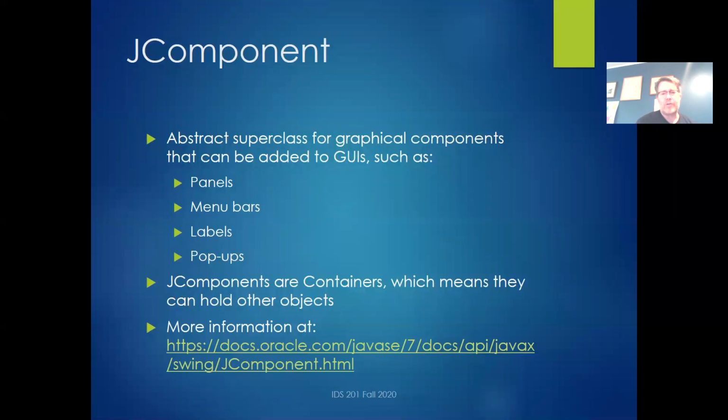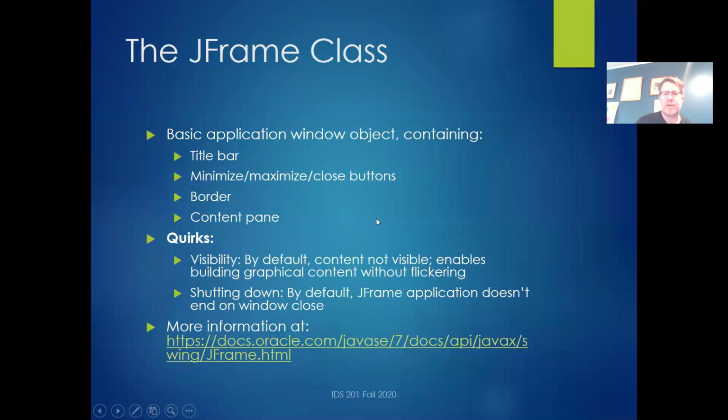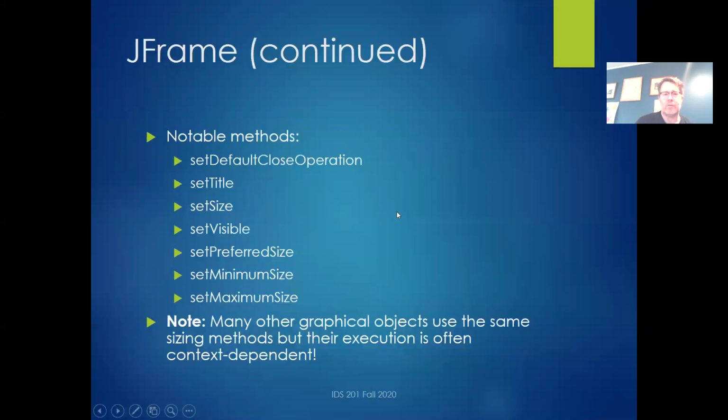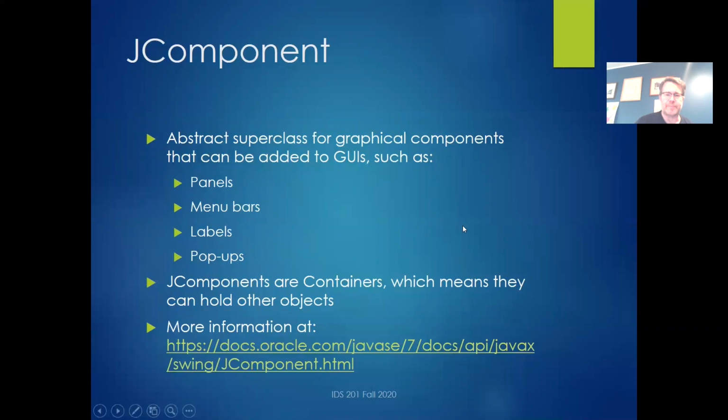Okay, JComponent, next thing. JComponents are an abstract superclass. What does abstract mean? In Java, abstract means you can't actually create objects of it. So you can't actually create a JComponent object. However, the JComponent class has many subclasses and you can make many, many objects of them. So things like panels, menu bars, labels, pop-up windows, all those are different kinds of JComponents. Also, JComponents are containers. That means they can hold other objects. For example, you can add a JButton to a JPanel and it will be contained within it.